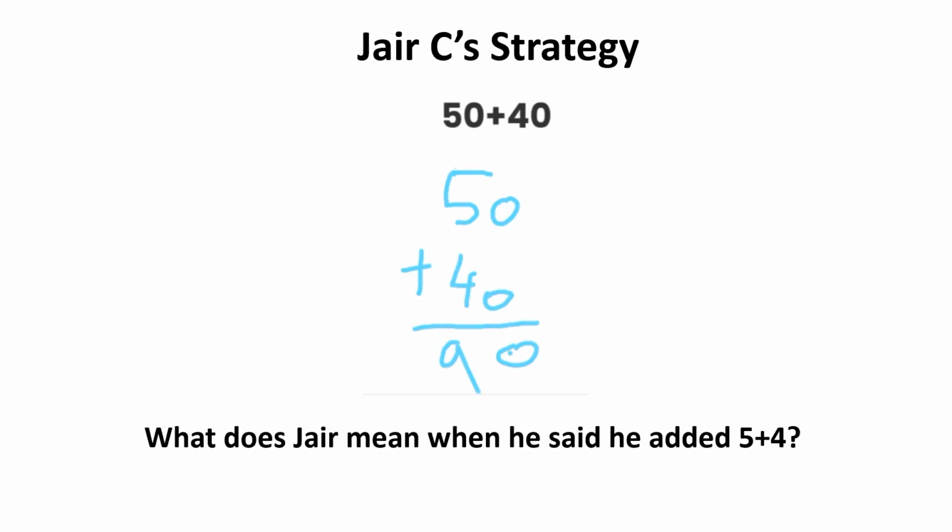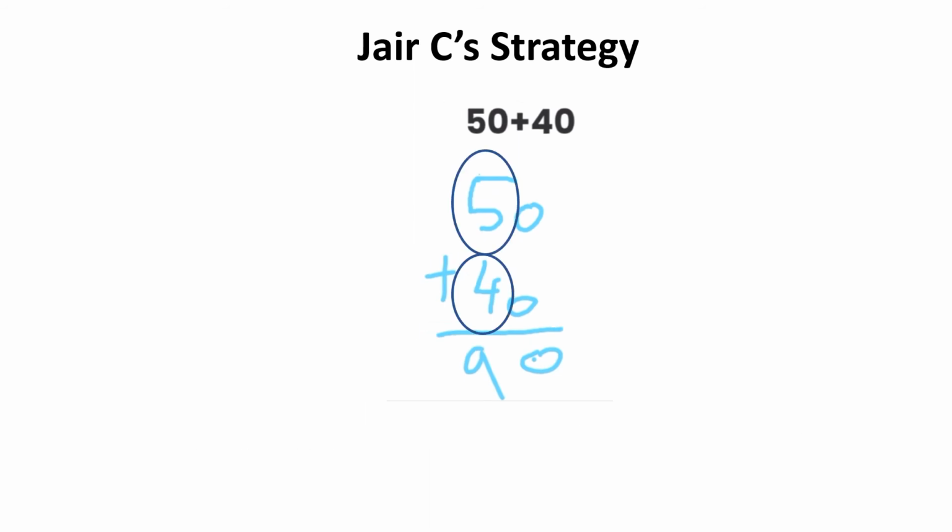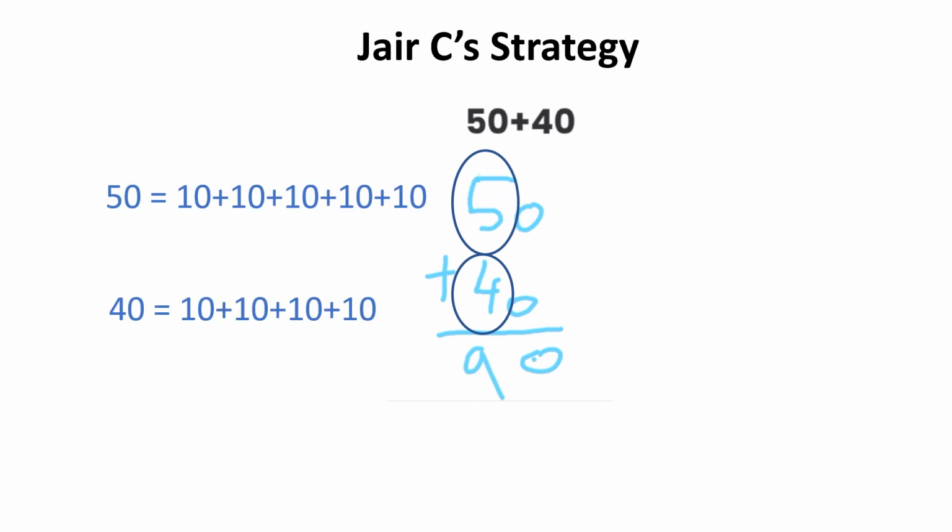What does Jair mean when he added 5 plus 4? The equation is 50 plus 40. I notice that there is a 5 in 50 and a 4 in 40. 50 is the same as 10 plus 10 plus 10 plus 10 plus 10, and 40 is the same as 10 plus 10 plus 10 plus 10.